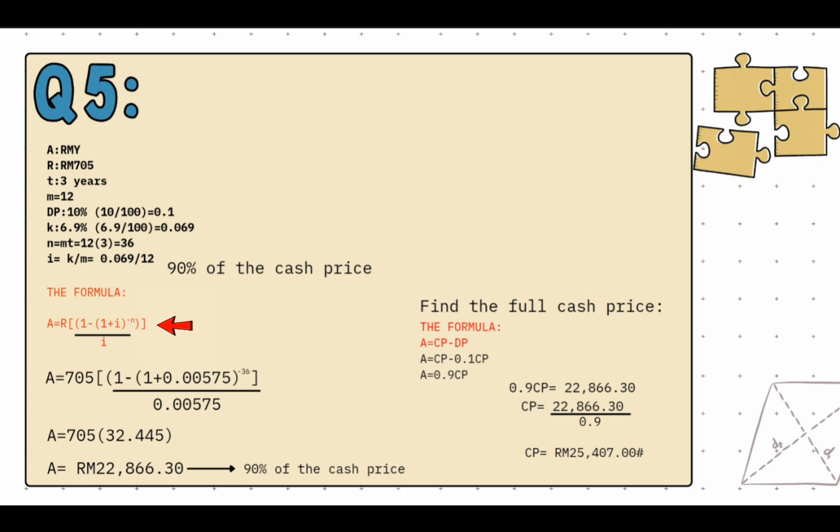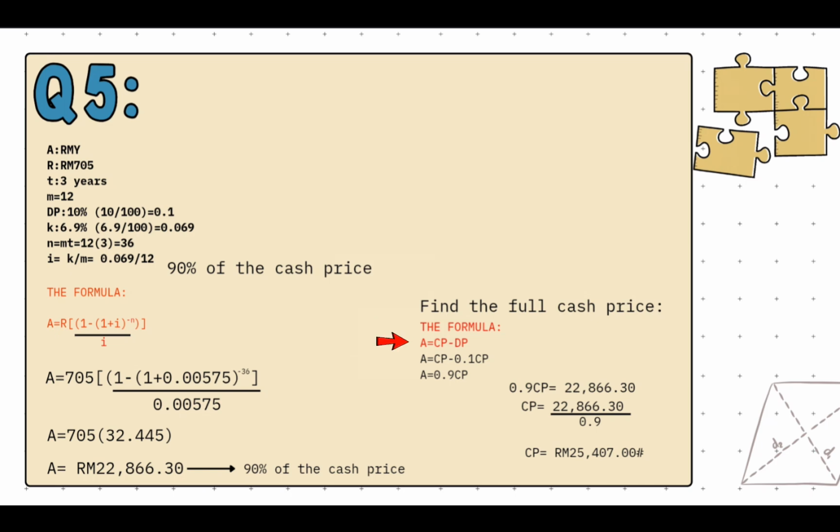The formula is A equal to R, bracket 1 minus bracket 1 plus I, bracket power of negative N, over I. So the answer is A equal to 705, bracket 1 minus bracket 1 plus 0.00575, power of negative 36, over 0.00575. So we got A equal to 705, bracket 32.445, and when we multiply it, we got RM22,866.30.